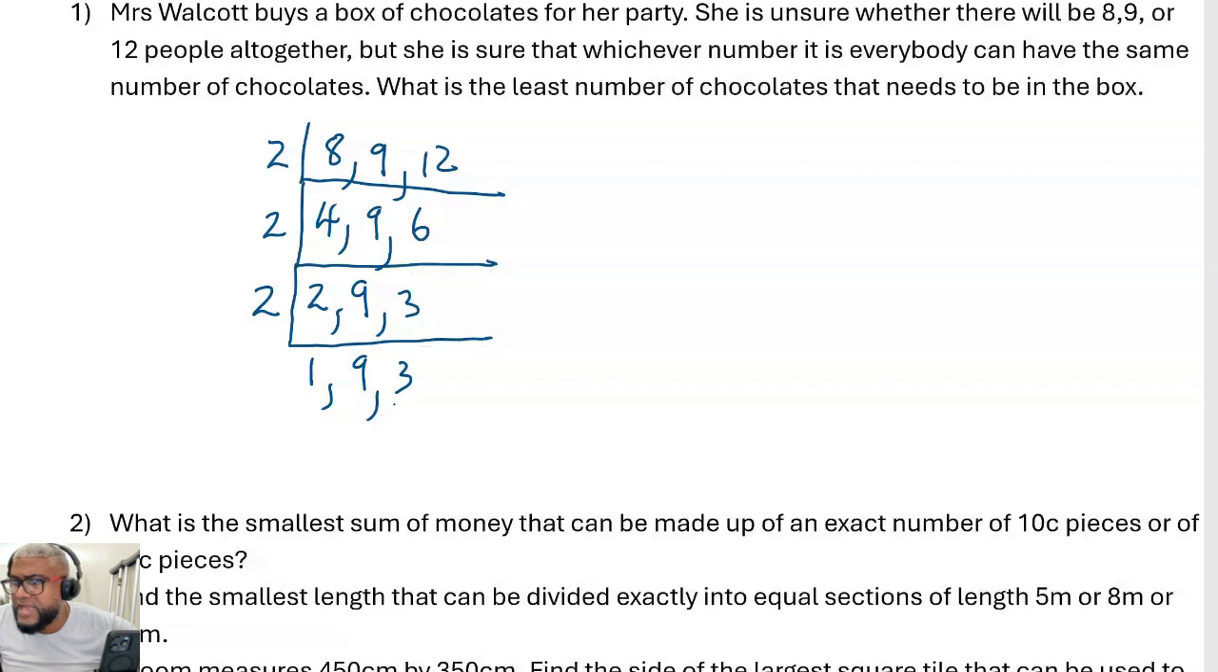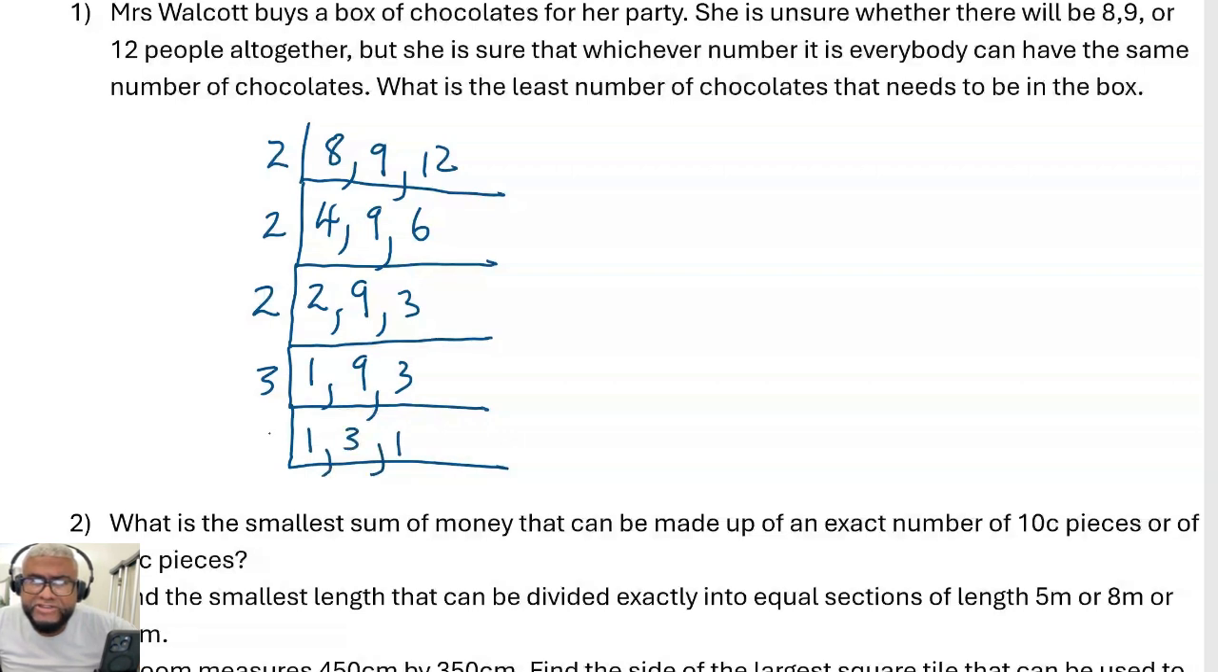What number do we go to next, Amani? So the number that we go next to is 3, sir. I haven't used 3 yet. Bring down the 1. 3 into 9 is 3. 3 into 3 is 1. And the last thing we're using is 3. So there'll be 1, 1, and bring down these ones here, right?